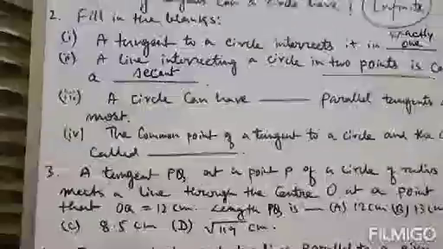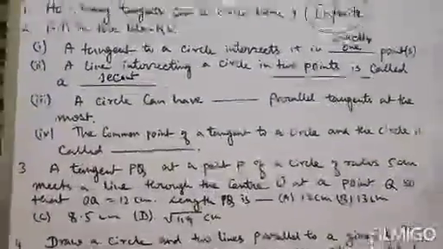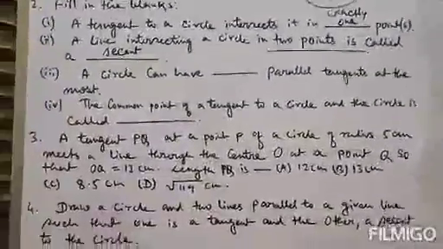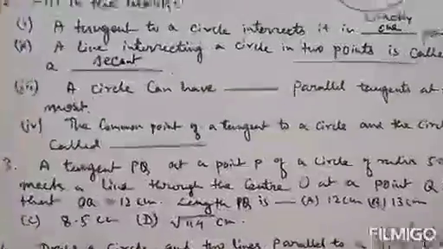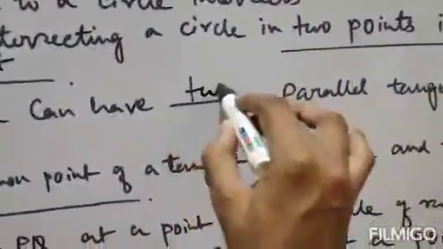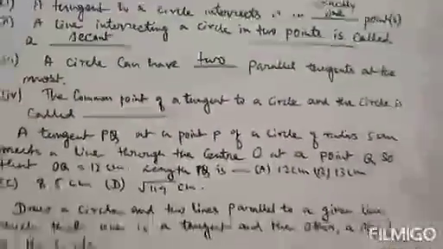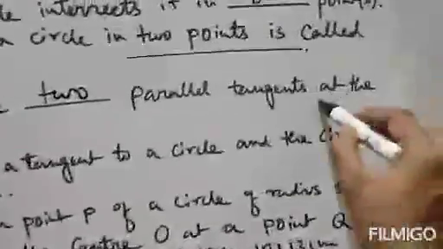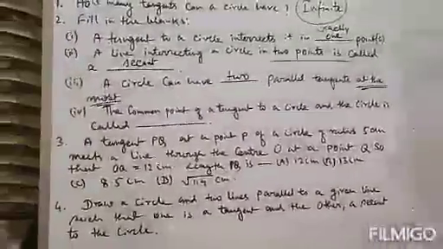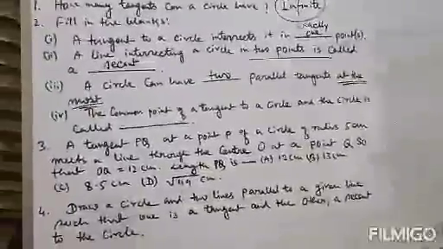Question number 3. A circle can have dash parallel tangents at the most. The answer is 2. A circle can have 2 parallel tangents. At the most means maximum. So a circle can have a maximum of 2 parallel tangents.